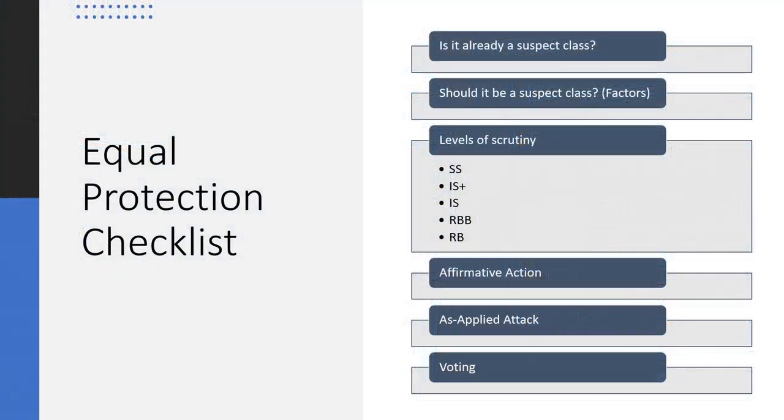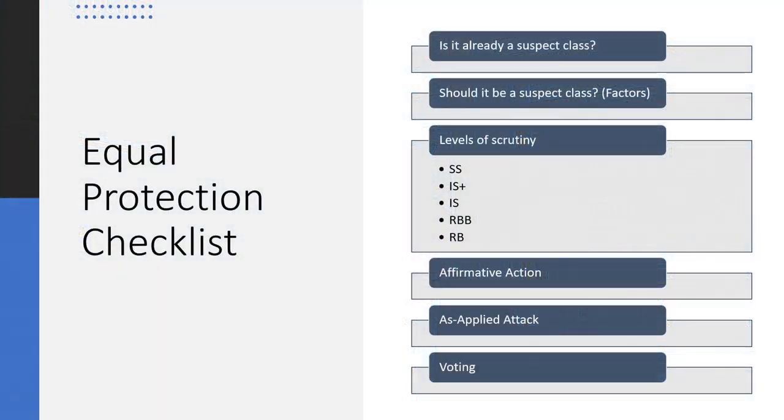So obviously you need to know that, right? What are your suspect classes, so that you can go straight to strict scrutiny on those. What are your quasi-suspect classes, so you can go straight to the appropriate level of scrutiny, and what are your non-suspect classes?